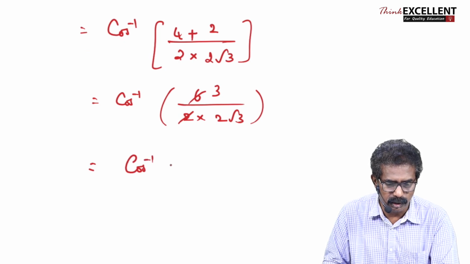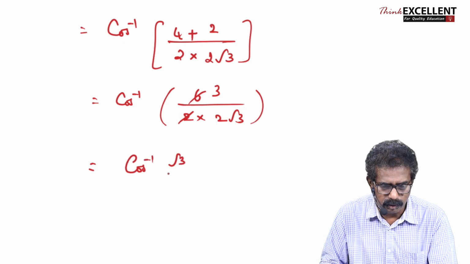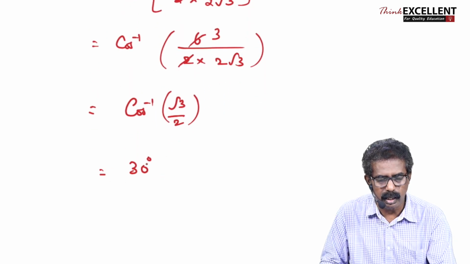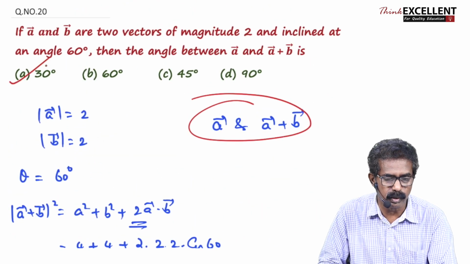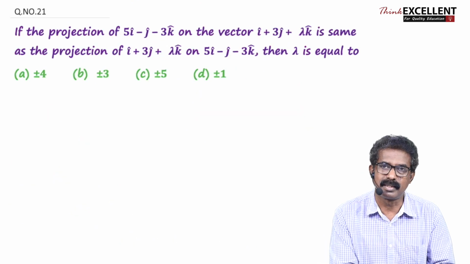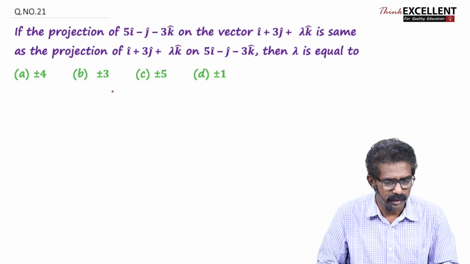So cos inverse root 3 by 2. Cos which angle is root 3 by 2? 30 degree or pi by 6. So the correct answer is what? 30 degrees. So watch this sum again, then you write and practice. Okay, so a little lengthy one.